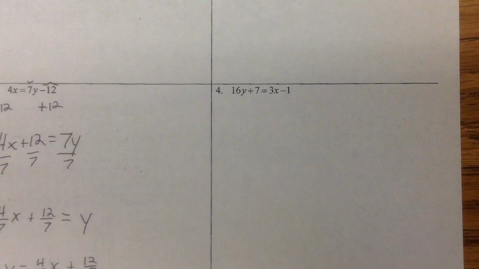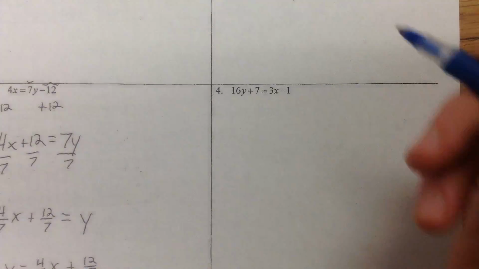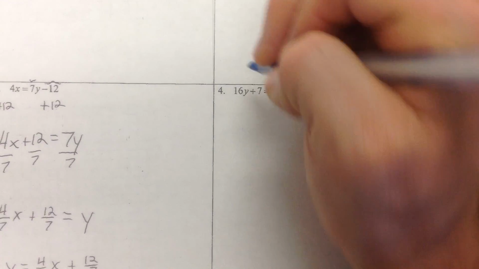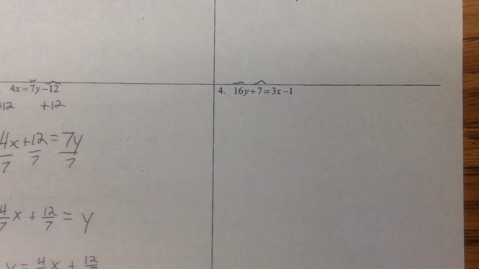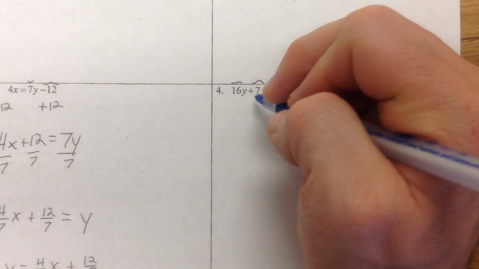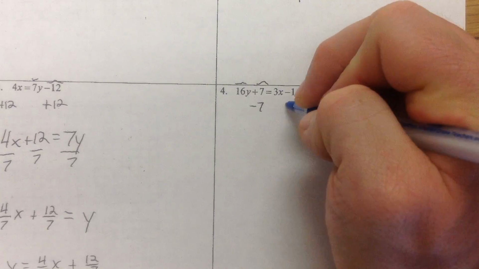Okay, last question on the front here. 16y plus 7 equals 3x minus 1. Again, we're trying to get the y by itself, which means we need to get rid of the 7, and we need to get rid of the 16. So to get rid of the 7, we're going to subtract 7 from both sides.